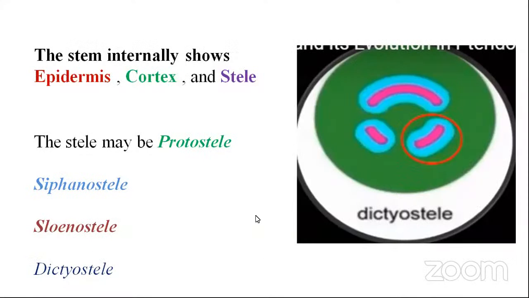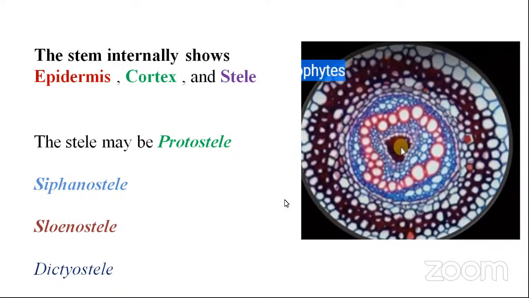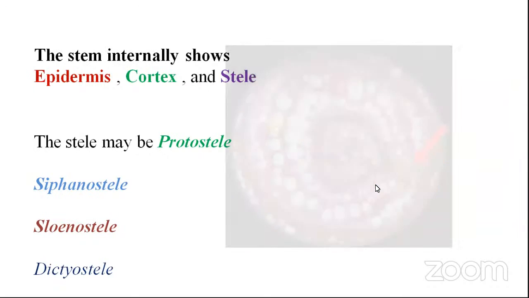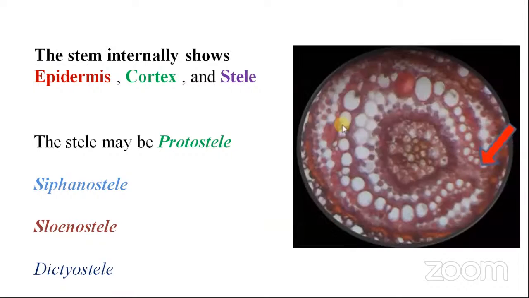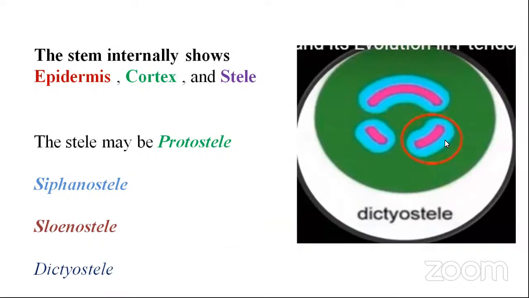So in pteridophytes, we can find different types of stelar regions. The main stele is protostele. Protostele means in the middle, xylem is present and it is surrounded by the phloem. You can find the siphonostele also, within which the medulla is present. And solenostele, in which we can find the leaf gaps. And dictyostele, in which we can see many gaps are present.